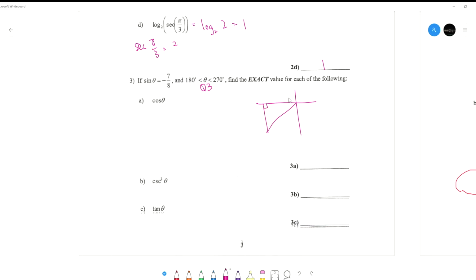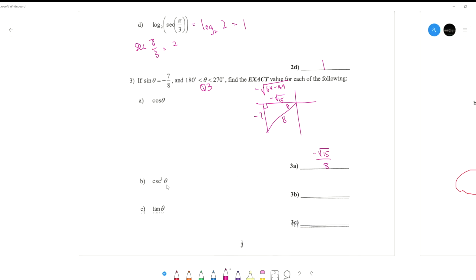And theta, so sine is opposite over hypotenuse. So I know this is -7, this is 8. So this is 64 minus 49, square root of that, and it's the negative. So I get negative square root of 15, which we can't simplify. Therefore, cosine theta is adjacent over hypotenuse. That's negative radical 15 over 8.